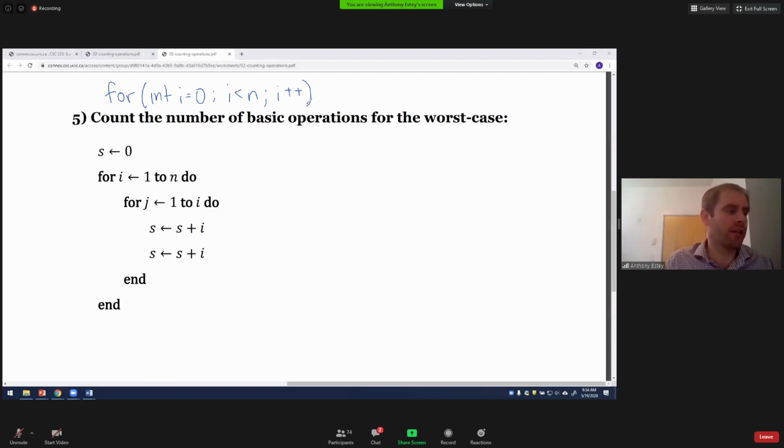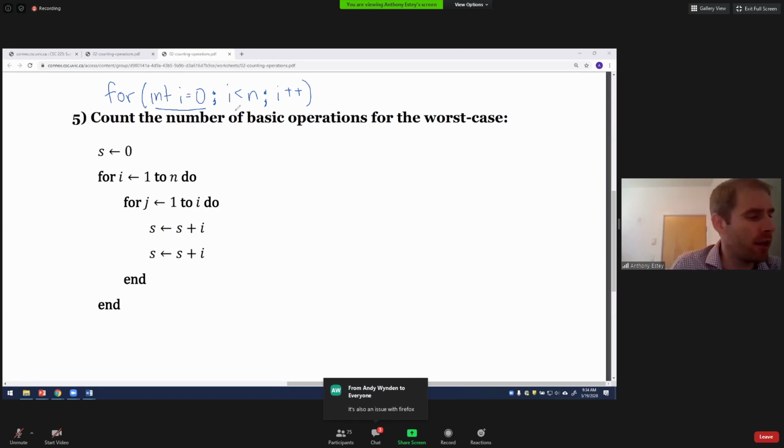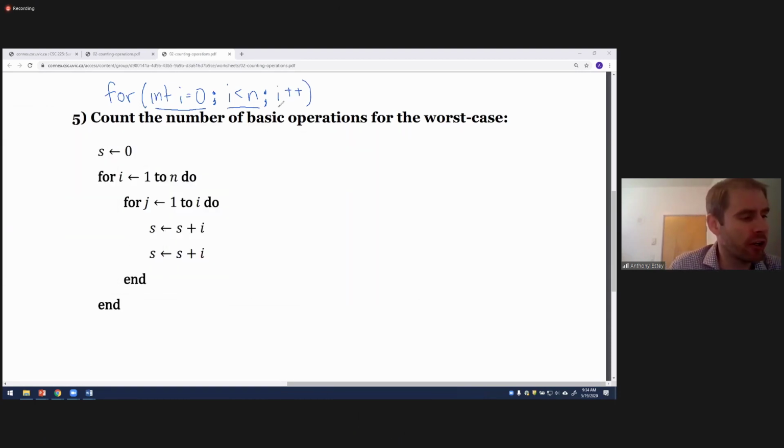We need to remember, when we're counting up operations, what these for loops look like in actual code. Remember, they've got these three parts where we're initially assigning, or typically initializing, a variable to a value, which is an assignment. Then we're evaluating a condition to determine whether or not we enter the code block within the loop. And then at the end of each iteration, we're doing an increment, which is, I guess, an addition and an assignment.